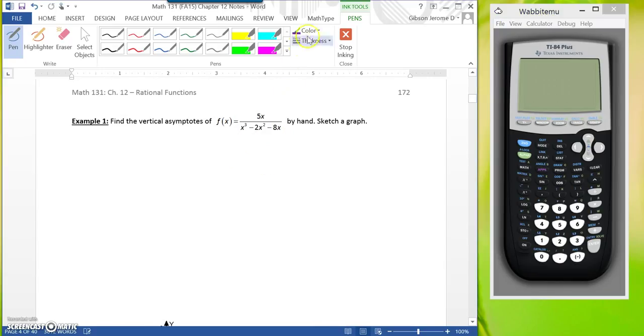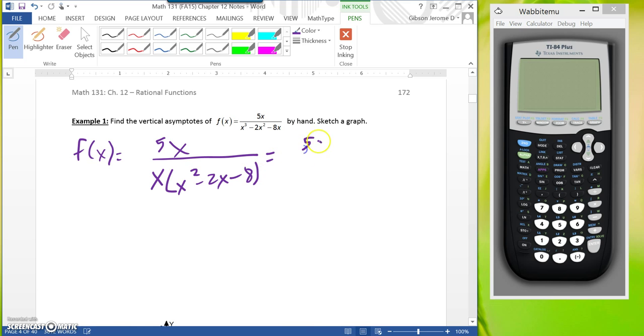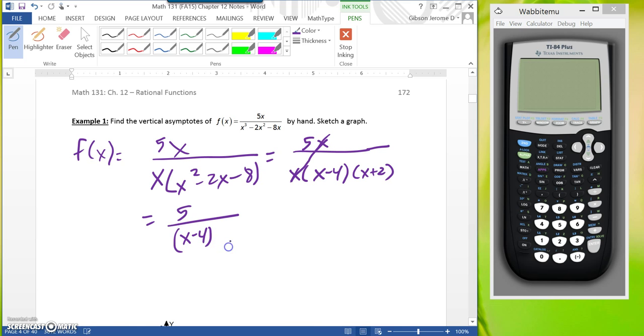Picking up where we left off, we need to factor the denominator of this fraction. So we have f of x is equal to 5x all over, and we can factor out an x, leaving x squared minus 2x minus 8. We can still simplify this denominator: x squared minus 2x minus 8 factors into x minus 4 and x plus 2. Now these x's will simplify out, and then we will have 5 over x minus 4 and x plus 2.